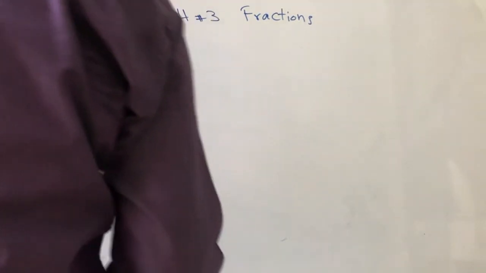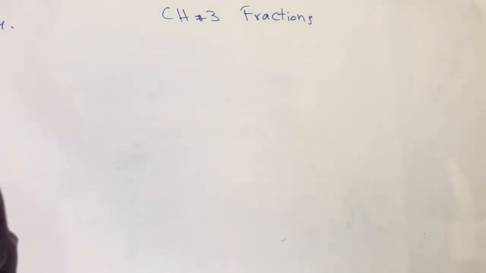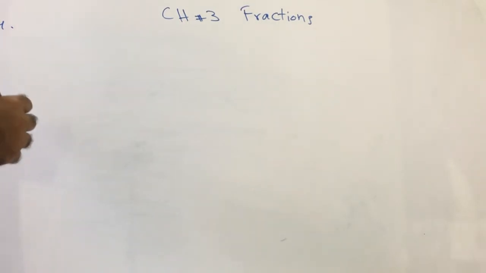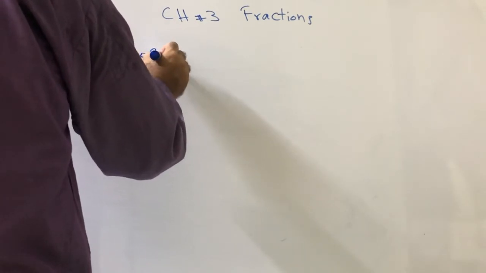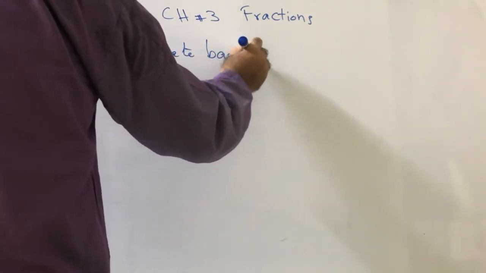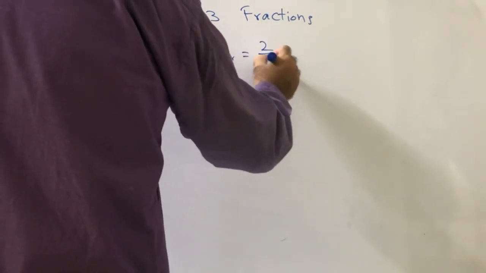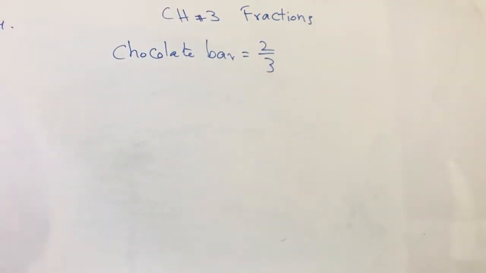Question number 4 is Nora and Weiming share 2 over 3 of a chocolate bar equally. What fraction of the chocolate bar did each child receive? Okay. Nora and Weiming shared 2 over 3 of a chocolate bar equally. Okay. So the chocolate bar they have is 2 over 3. This is the chocolate they have, 2 over 3. So they need to share with them this 2 over 3. Nora and Weiming.